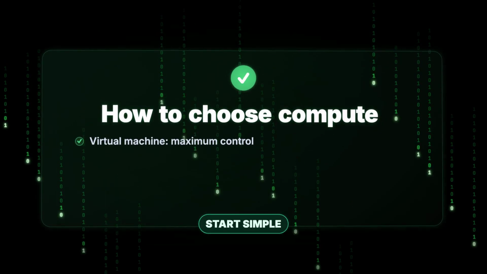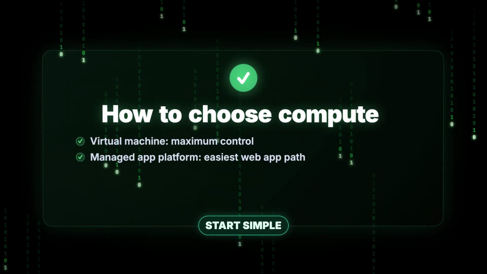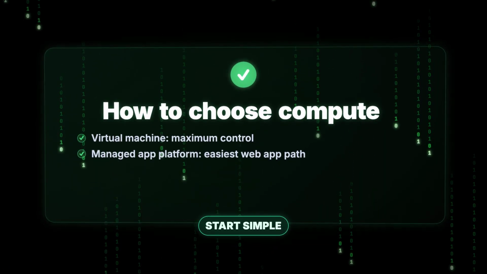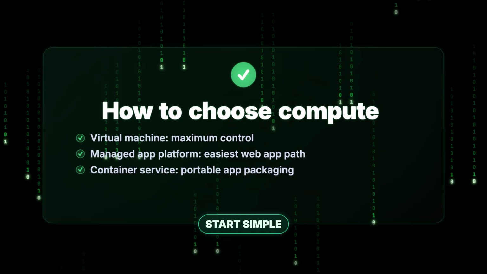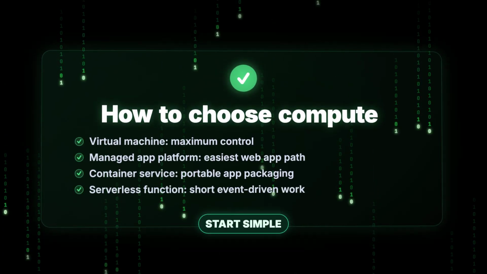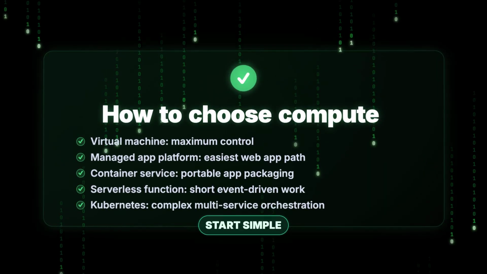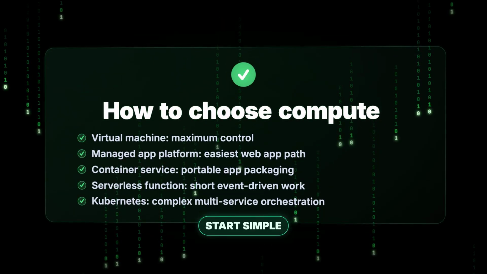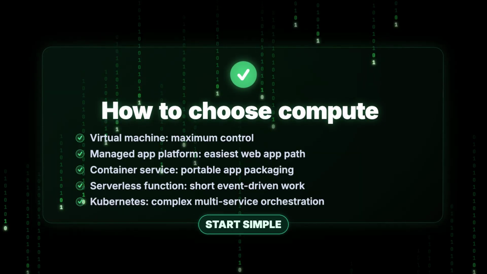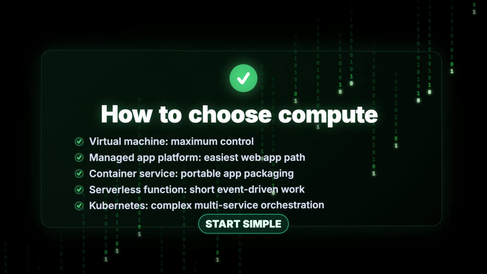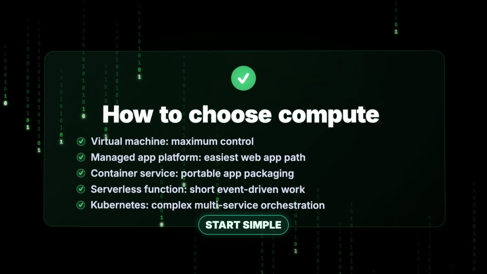Choose the simplest compute model that meets your needs. A virtual machine gives maximum control but also maximum maintenance. A managed app platform is often the fastest route for a beginner web app. A container service is portable and predictable. Serverless functions are excellent for short event-driven tasks such as processing uploads or sending notifications. Kubernetes is powerful for complex systems, but it adds operational concepts. Do not start with Kubernetes just because it is popular.